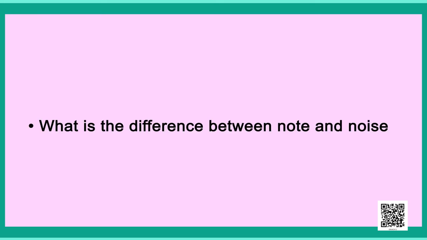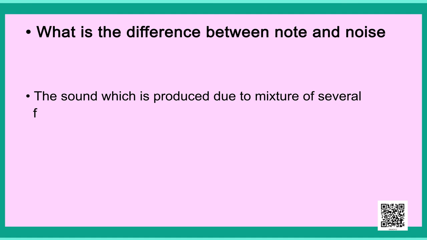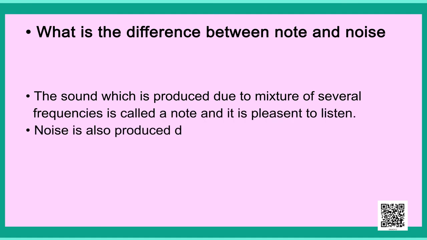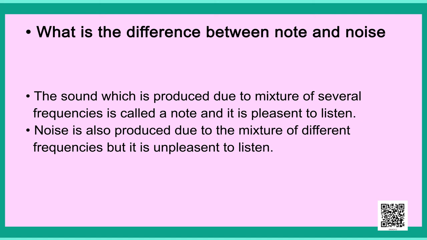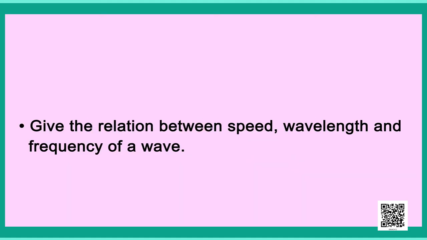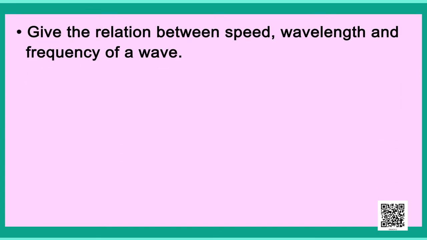What is the difference between note and noise? The sound which is produced due to a mixture of several frequencies is called a note, and it is pleasant to listen to. Whereas a noise is also produced because of a mixture of several frequencies, but it is unpleasant to the ear. My next question, give the relation between speed, wavelength, and frequency of a wave. And the answer is, speed or velocity of wave is equal to wavelength multiplied by frequency of the wave.